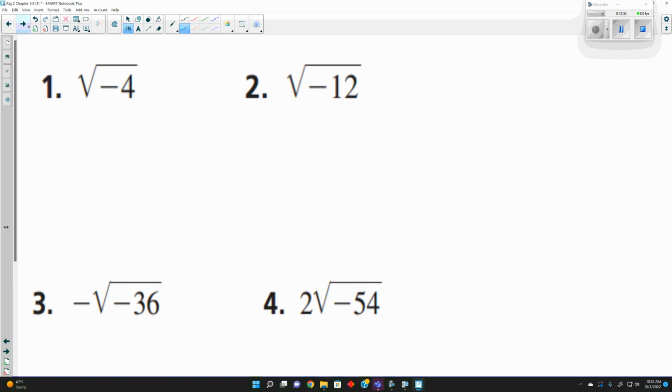Let's look at this next set. So the next one is square root of -4, yes? Well, we know the negative is going to come out as i, because the square root of 4 is 2, the negative is i.